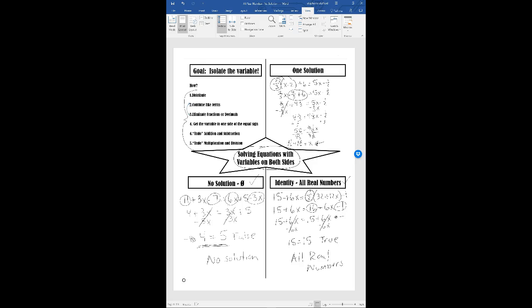That's the difference. In these bottom two examples, it's okay if your variable term cancels out on both sides. Your question then is, is it true or is it false? True means all real numbers, false means no solution.